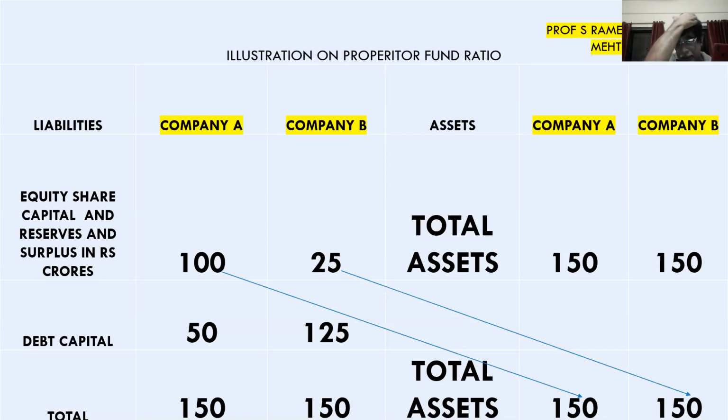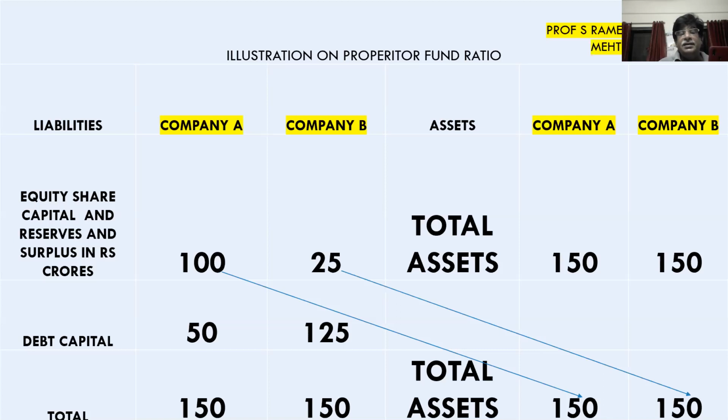I will repeat once again. This is very important. Company A has an equity share capital of 100 crores and debt capital of 50 crores. 150 crores is the total assets of company A. Now out of this 150 crores of total assets, 100 crores are financed by the shareholders of the company. Means 100 out of 150 crores of total assets belong to the equity shareholders of the company, and the remaining belong to the debt capital, the debenture holders or the bank lenders. Now look at company B.